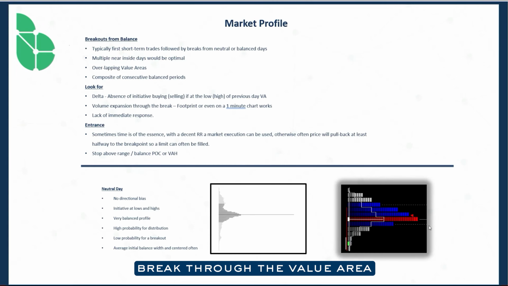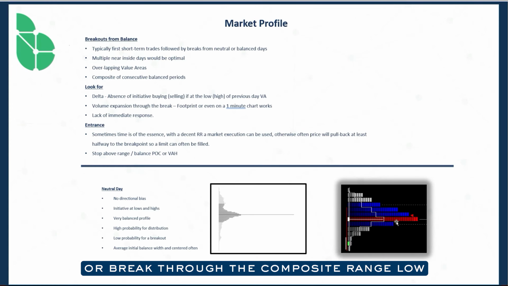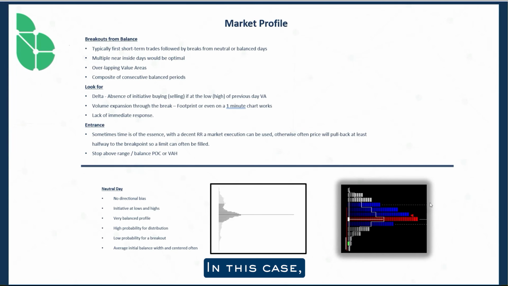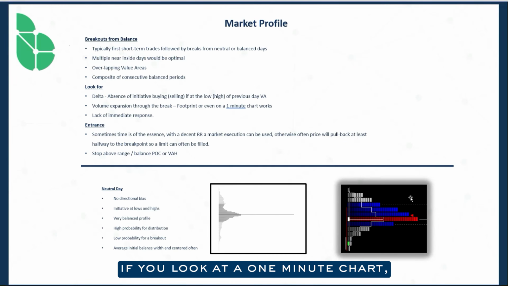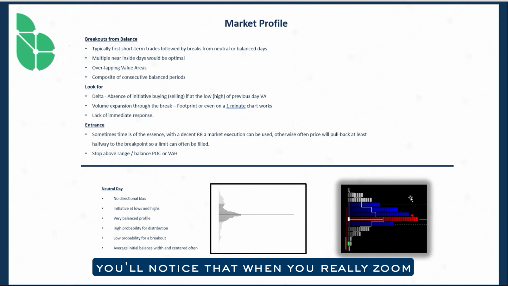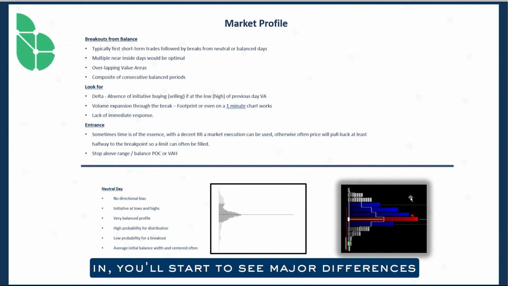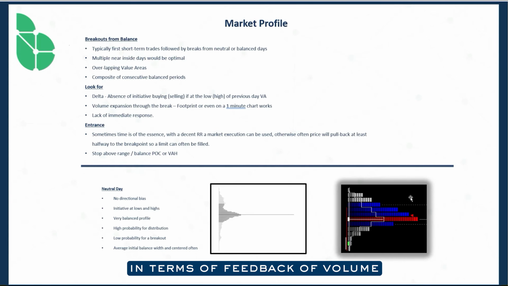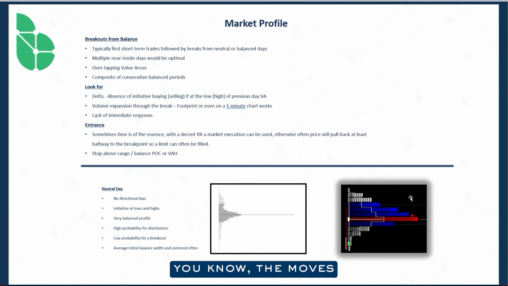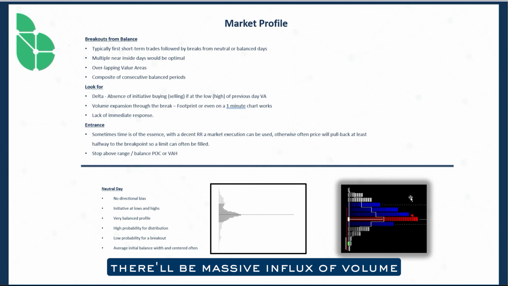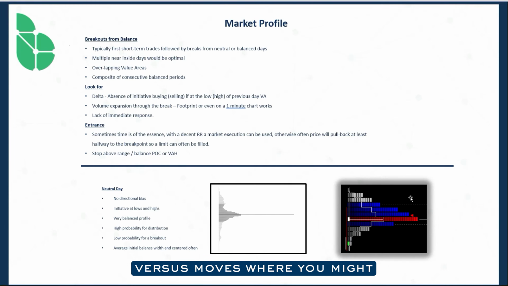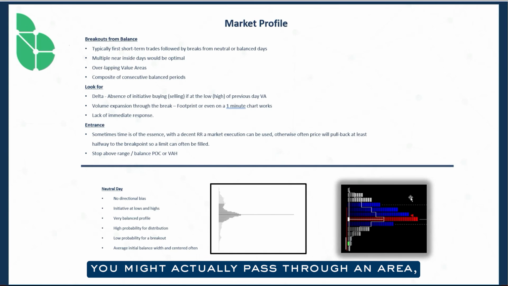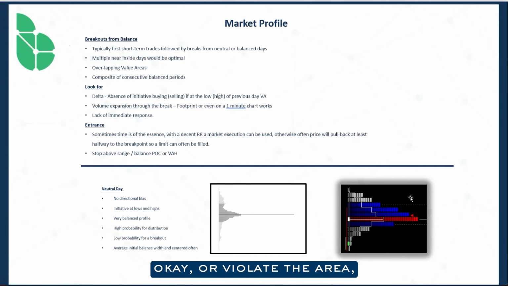When we have a break through the value area or break through the composite range low, okay, in this case, we want to see a volume expansion through that break. So you could look at something like the footprint chart. You could look at a 1-minute chart, actually. If you look at a 1-minute chart on TradingView, you'll notice that when you really zoom in, you'll start to see major differences in terms of feedback of volume. So you'll see that the moves where real breakouts occur, there'll be massive influx of volume, versus moves where you might actually pass through an area, okay, or violate the area, but there'll be really no volume whatsoever.